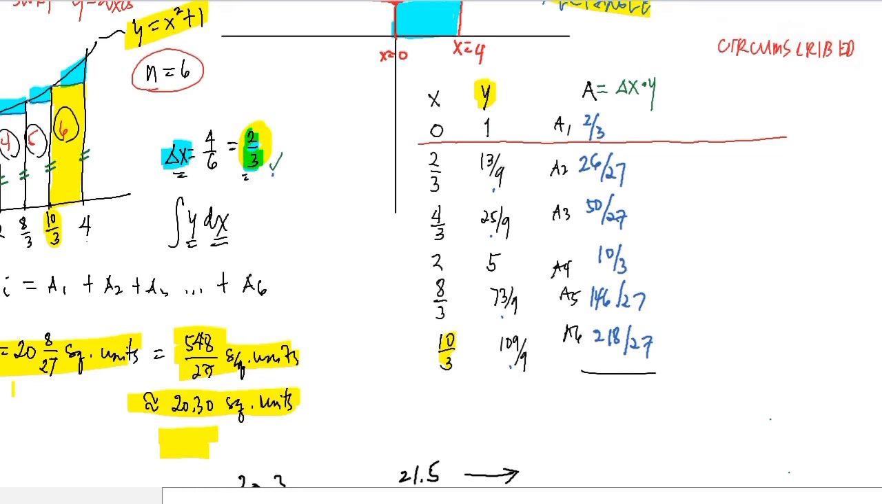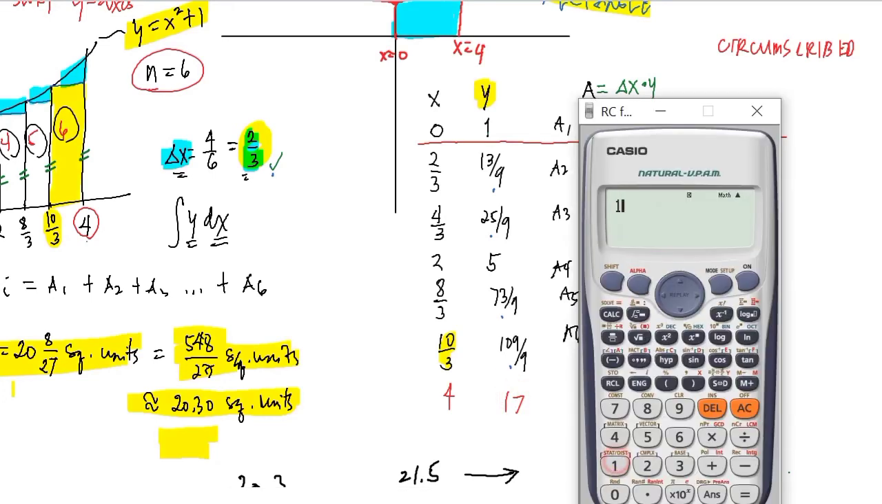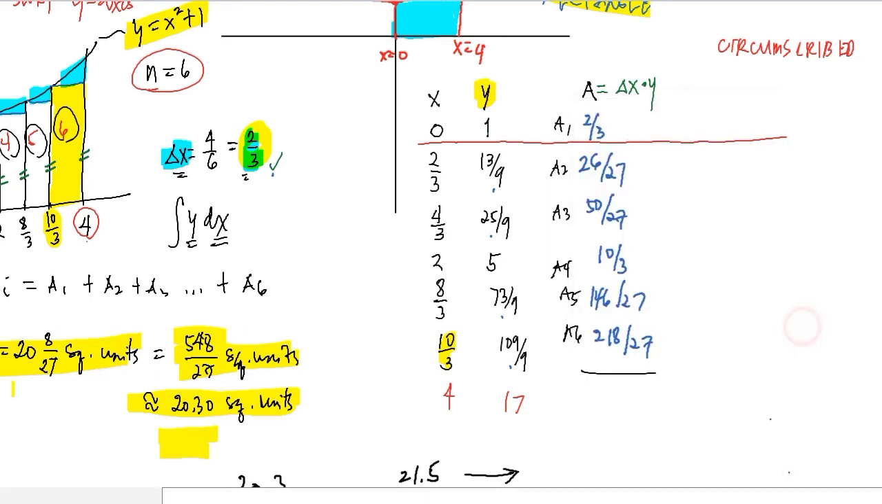Ayan. So, dito, magkakaroon tayo ng isa pa kasi kasama na si 4. Kasama na si 4. Tapos, ang coordinate natin dyan is 4, 17. Kasi 4 square, equation natin kasi x square plus 1. 4 square is 16 plus 1 is 17. No? So, that's 4, 17. So, 17 times 2/3. We have 34 over 3.